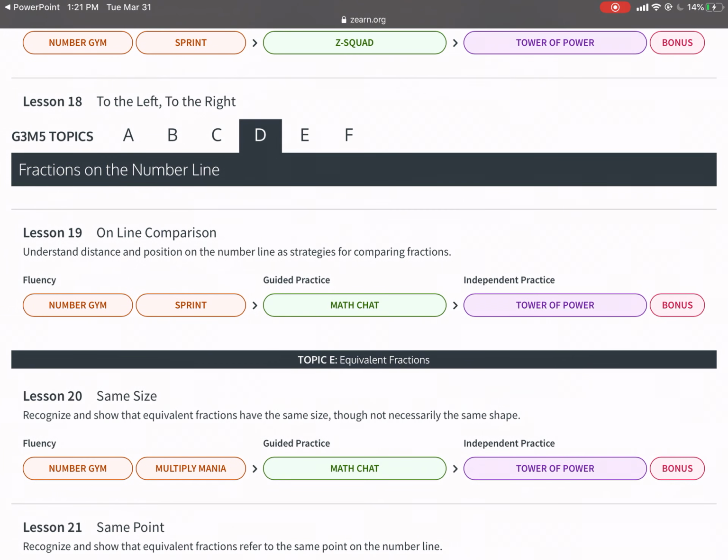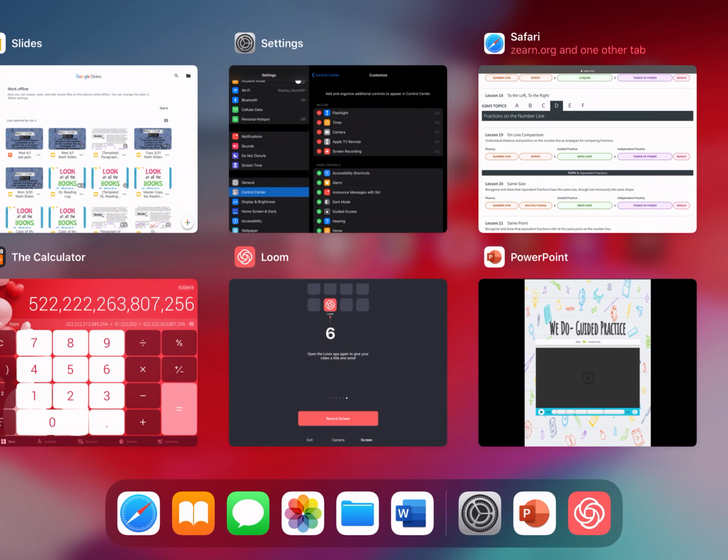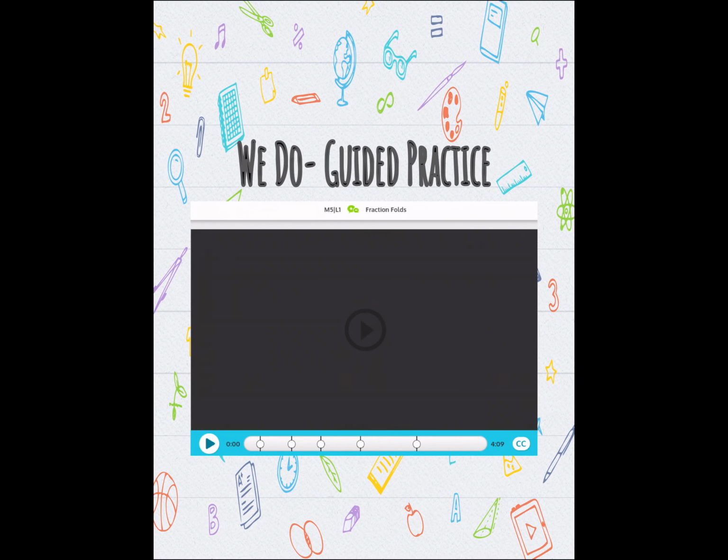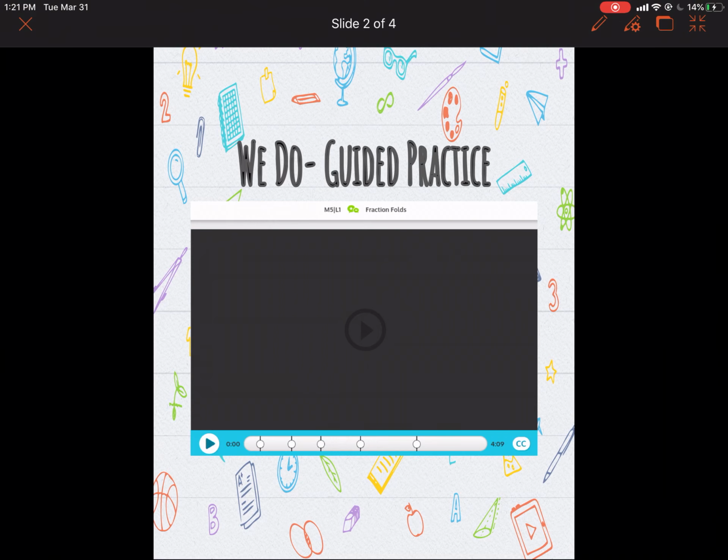You need to make sure you do your number gym sprint, Tower of Power, and bonus. And then if you want to, you could do Math Chat as an extra practice, but you are not required to. All right, let's go to the next slide here.